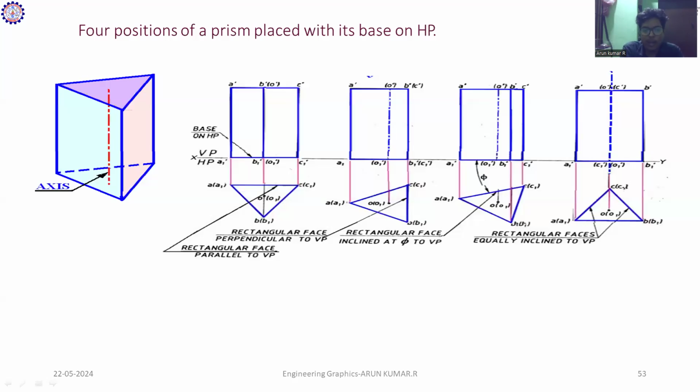Good morning. In this class, we will see different positions of the solid when it is based on HP. Here I take the example of the prism category, with the shape of a triangle. Here the four diagrams are there. These are the cases where you only have to consider the top view for the given solid.